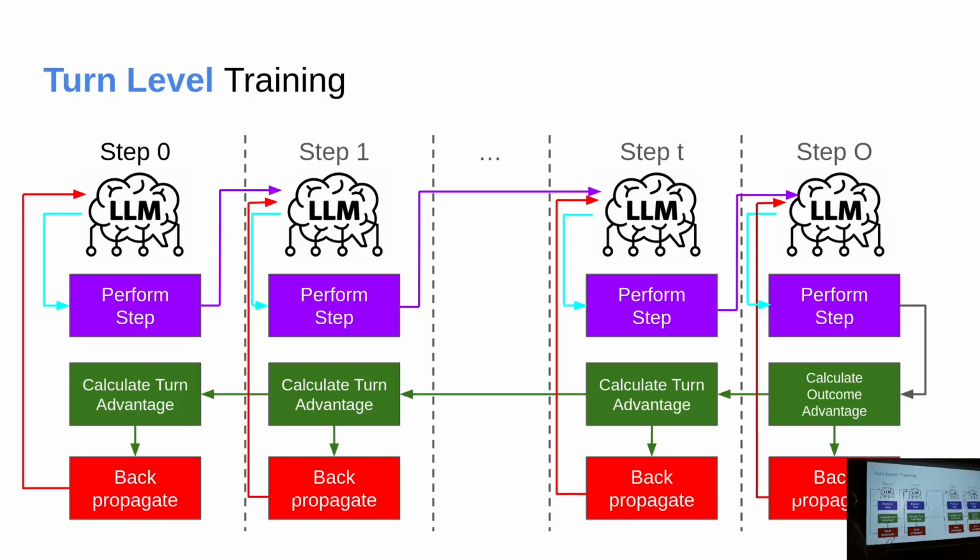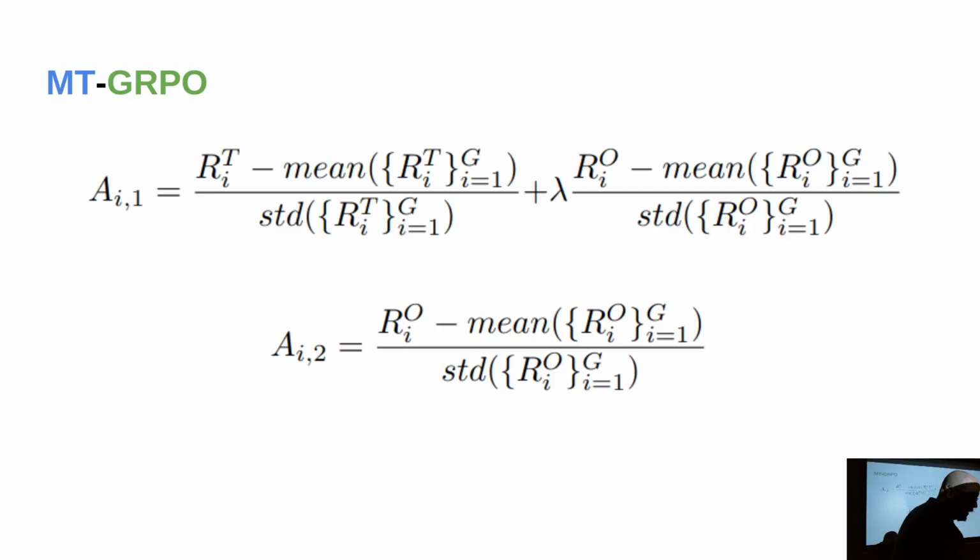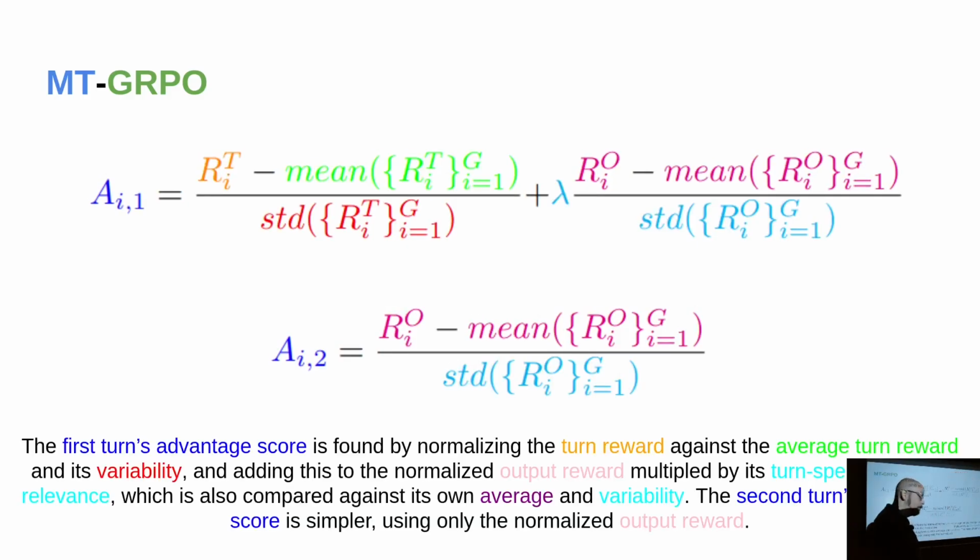So that lambda, they test it. It's better to have it at some value between 0 and 1. It's not good to have it at 0, not good to have it at 1. And this was the big thing that they discovered. Now, this is super simple, but it ends up working really well.